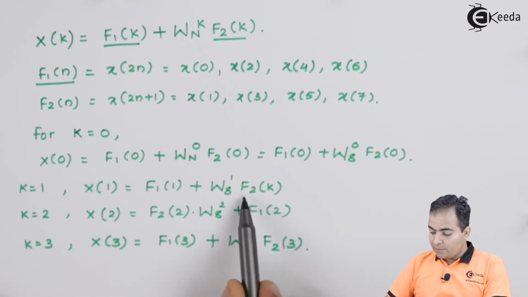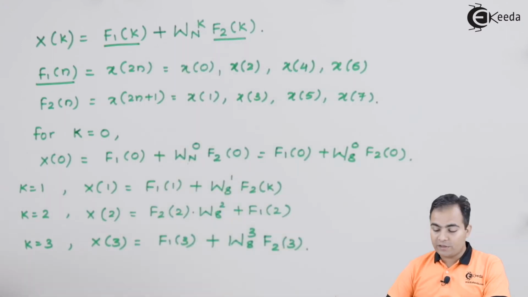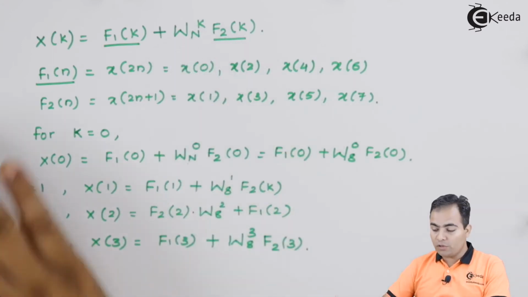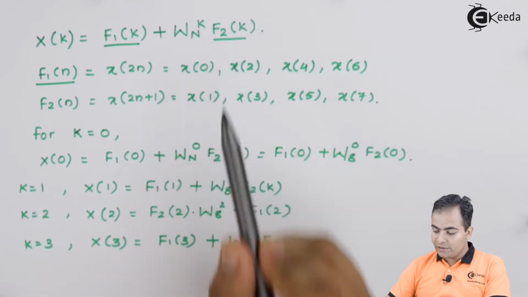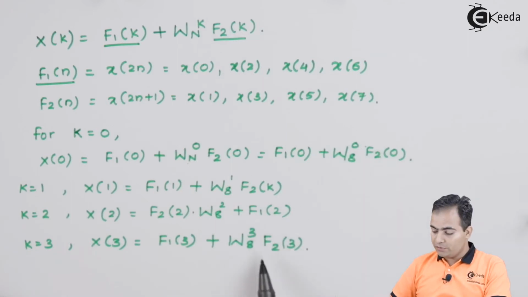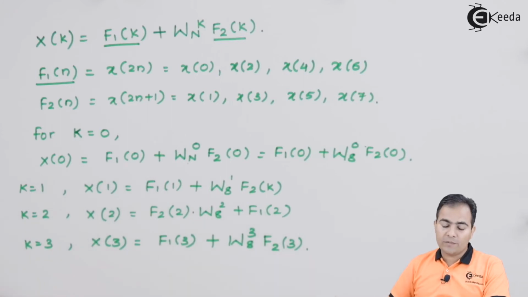Now here my f2 of k value is always multiplied by omega n to the power k. So here I'm calculating this whole calculation only for 8 points. That's why this n is replaced by 8, and the k value is replaced by 0 to 3. Now there is one butterfly diagram which is normally drawn for DIT-FFT. So I'm going to place all this calculation on my butterfly diagram.